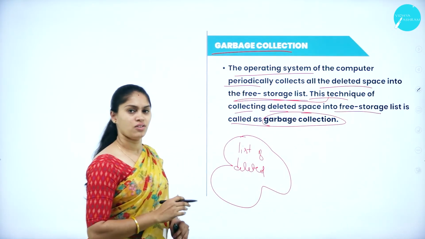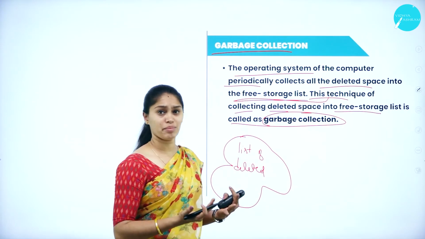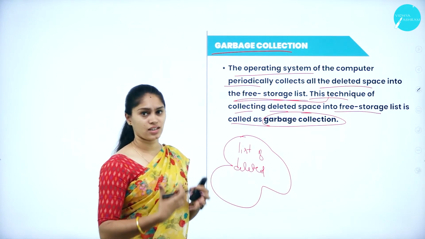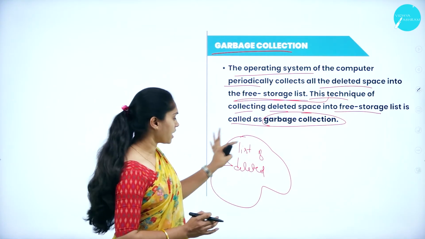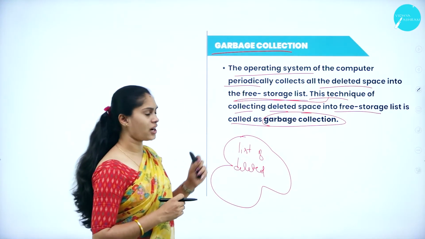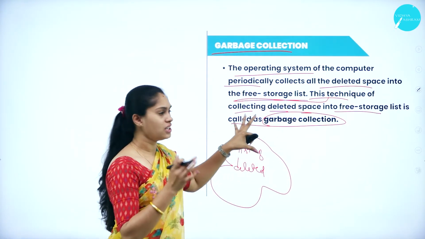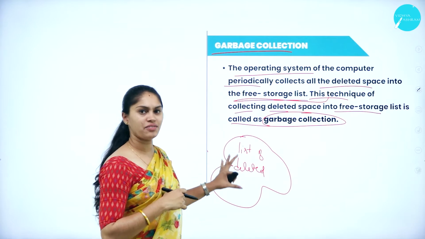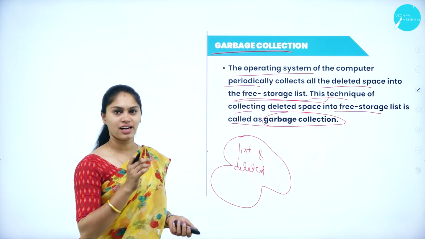We are done with the operation. At last, I don't want those data elements. That can be a linked list, array, queue, anything it could be. Whatever we are going to delete, the memory space of those deleted data items is going to be collected somewhere. So that will be considered as garbage collection. The operating system of a computer periodically collects all the deleted space into the free storage list. So this technique of collecting deleted space into the free storage, here we are collecting all the deleted items at a single space. That is what we are going to call garbage collection.